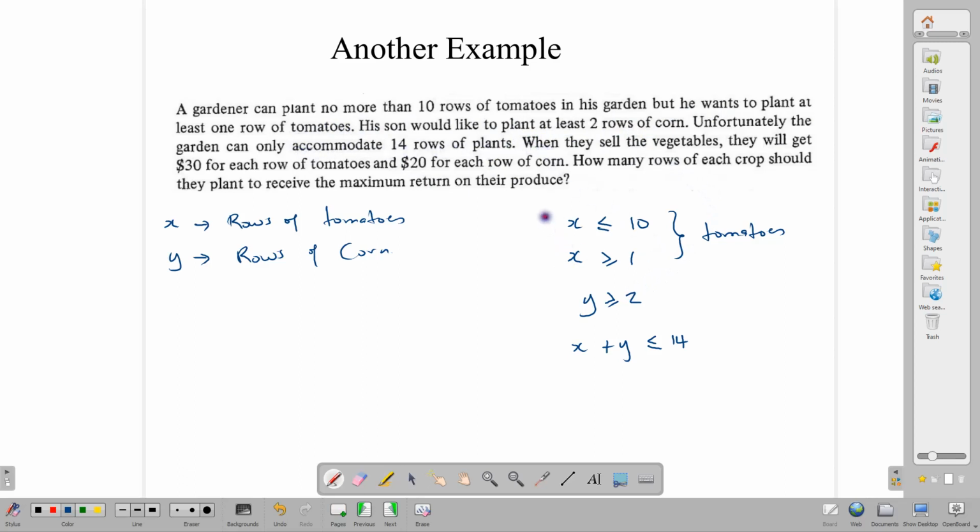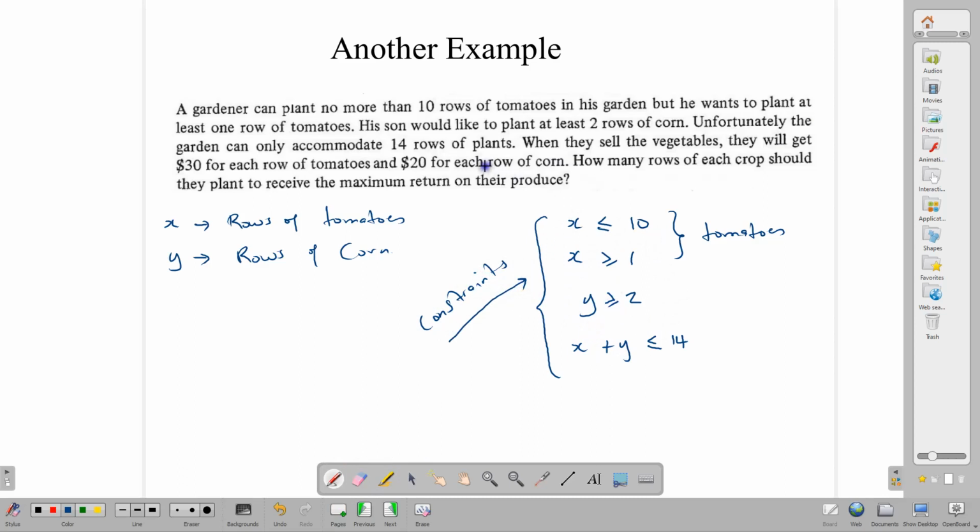So these together now form our constraints. Let me write that a bit better. These are our constraints. All of them together make up our constraints. So these are the limitations and the boundaries in which they have to work.